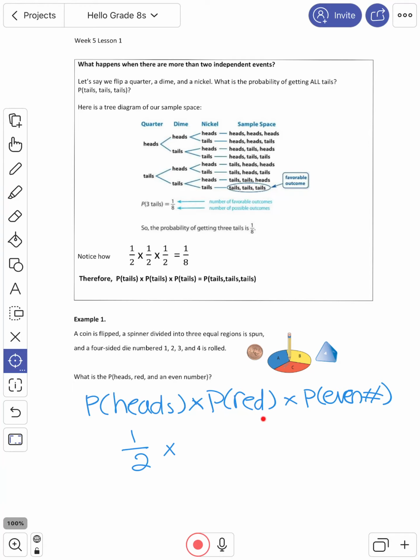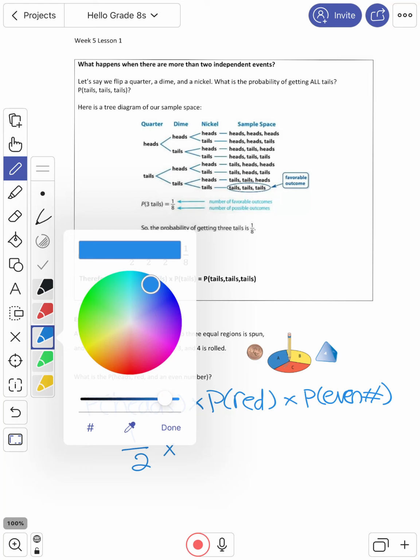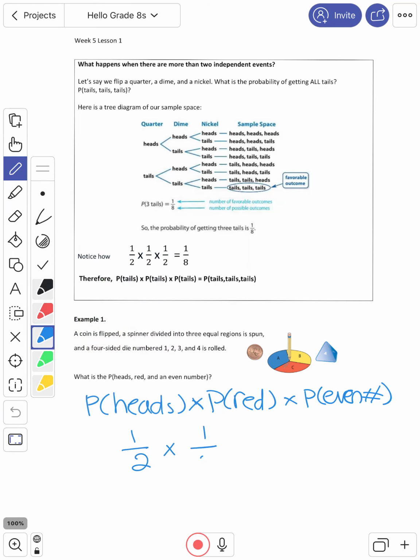What's the probability of getting a red on the spinner? There's 1 red out of 3 colors, 3 equal sections here, right? So we're going to go 1/3. We're going to multiply by the probability of getting an even number. A die has the numbers 1, 2, 3, 4. So there's a total of 4 outcomes, and 2 and 4 are the 2 even numbers, 2 out of 4. Again, I can reduce this to 1 and 2.